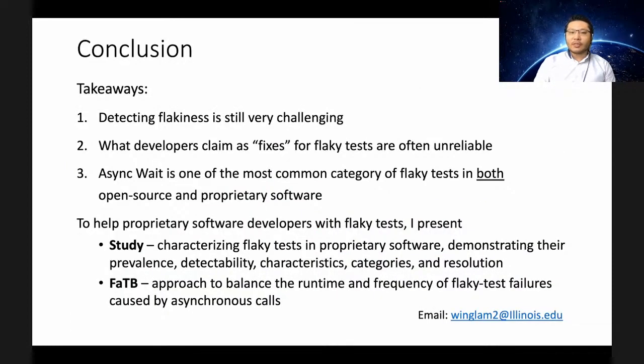In conclusion, we see that detecting flakiness is still very challenging. What developers claim as fixes are still often unreliable, and async wait is one of the most common categories of flaky tests in both open source and proprietary software. To help developers with this, we performed a study characterizing flaky tests and an approach to help them balance the runtime and frequency of their flaky test failures.